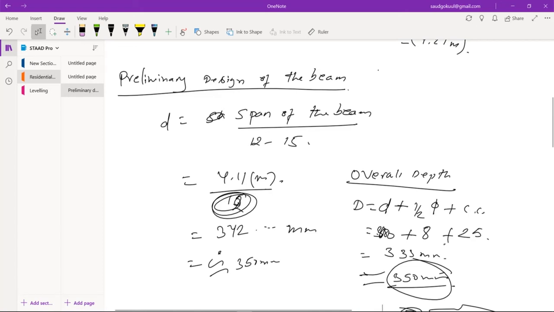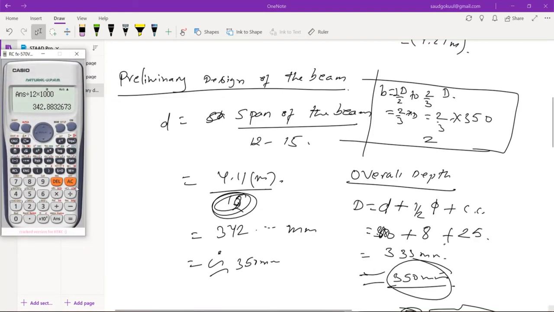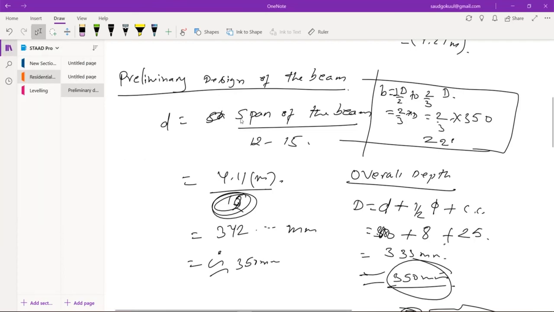Now we'll find the breadth of the beam. The breadth of the beam B is equal to 2 by 3 of D, so 2 by 3 into 350. Using the calculator, 2 divided by 3 into 350 is equal to 233. Let us approximate it to 230 mm, which is 9 inches. This is how you find the breadth of the beam.